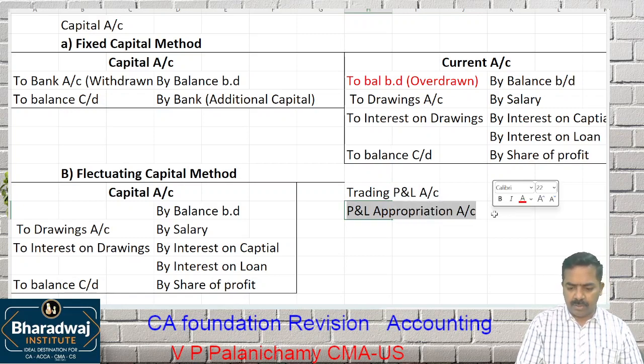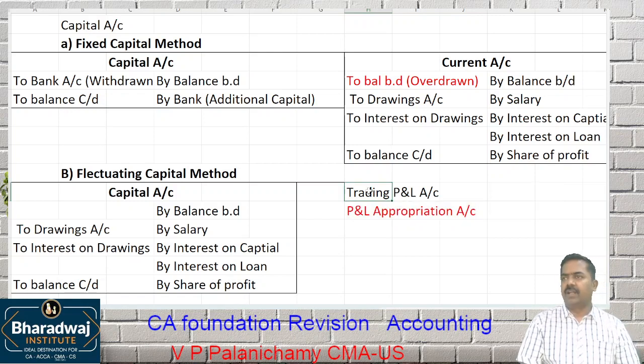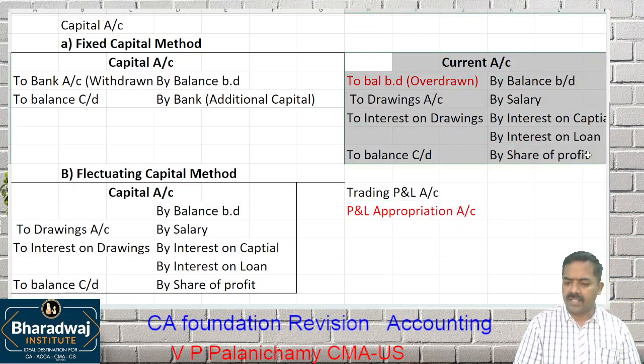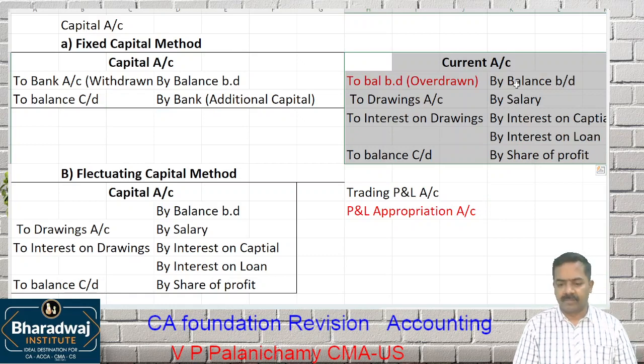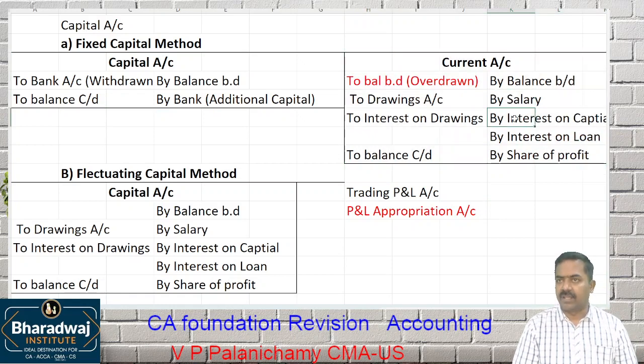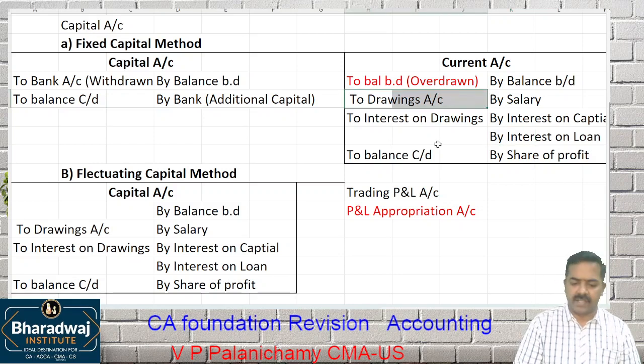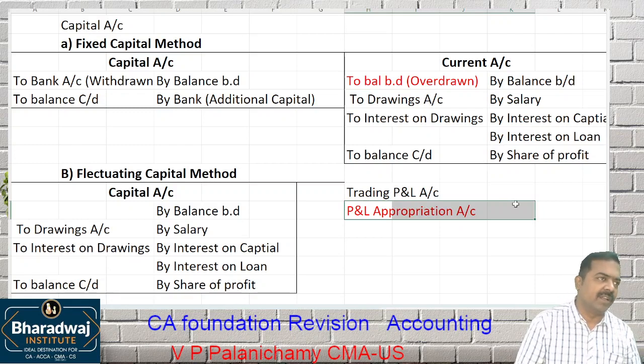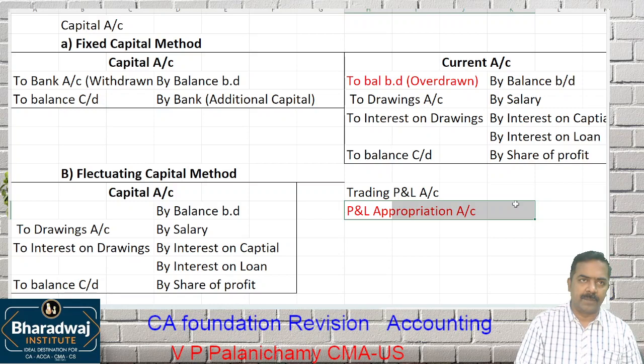The P&L appropriation account is to show the distribution of profit. The trading and P&L account is the same as for any other entity. You record direct expenses and incomes in the trading account, indirect expenses and incomes in the P&L account, and arrive at net profit. In the P&L appropriation account, all these things will be adjusted: partner's salary, interest on capital, interest on loan, share of profit, and of course interest on drawings will be credited. All adjustments related to partners will be done in the P&L appropriation account.